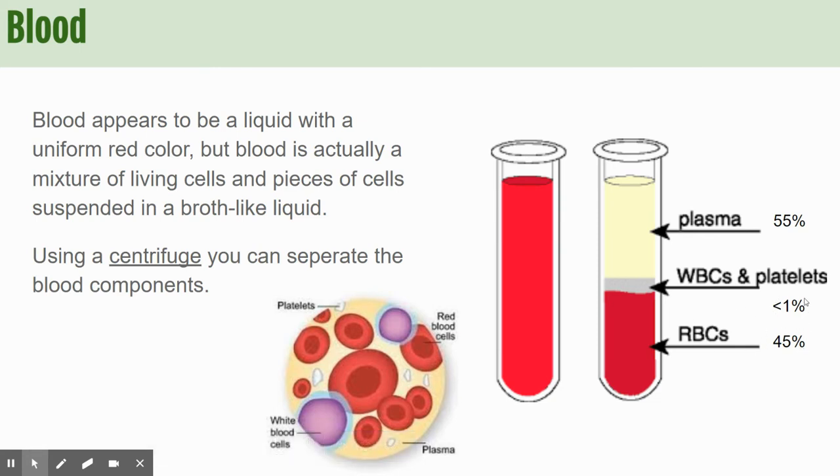And then you'll see the white blood cells and platelets are just a very, very small percentage, less than 1% of what makes up blood. And plasma is the other portion of blood, just over half. And we'll talk about plasma first.